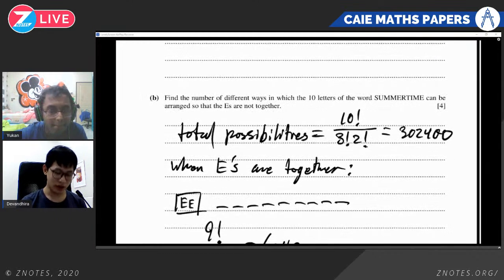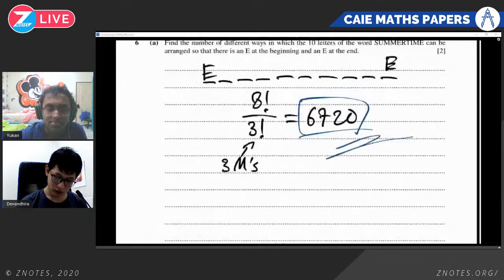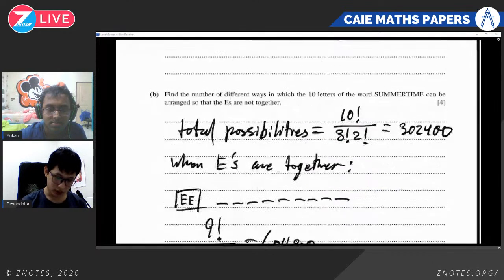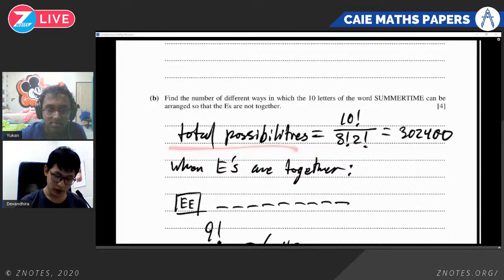Right. So of course, our first task is to find the total possibilities. We can do that. Since there are 10 letters here, that's 10 factorial. But remember that there are 3 M's and 2 E's. So you have to divide by 3 factorial multiplied by 2 factorial. You can just put it in the calculator and you'll get this value.